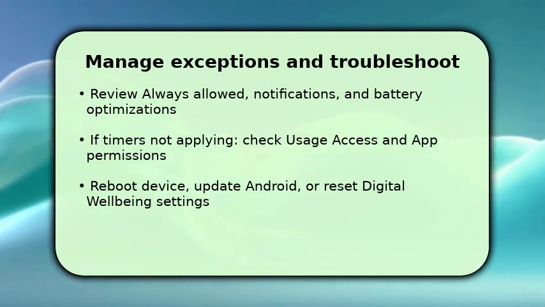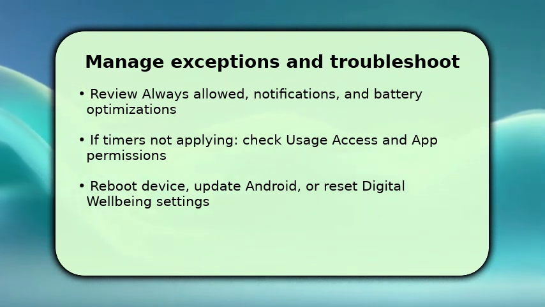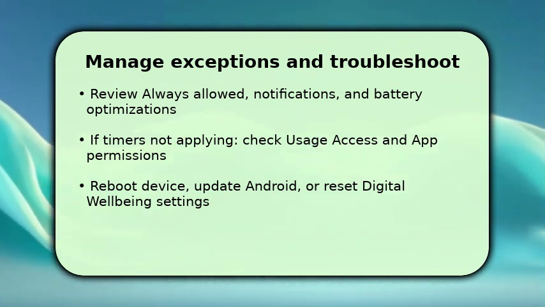If problems persist, reboot the phone, update Android to the latest patch, or clear Digital Wellbeing data and recreate rules. That resolves most sync issues. One key tip: verify any third-party launchers or battery savers aren't interfering with app usage reporting.